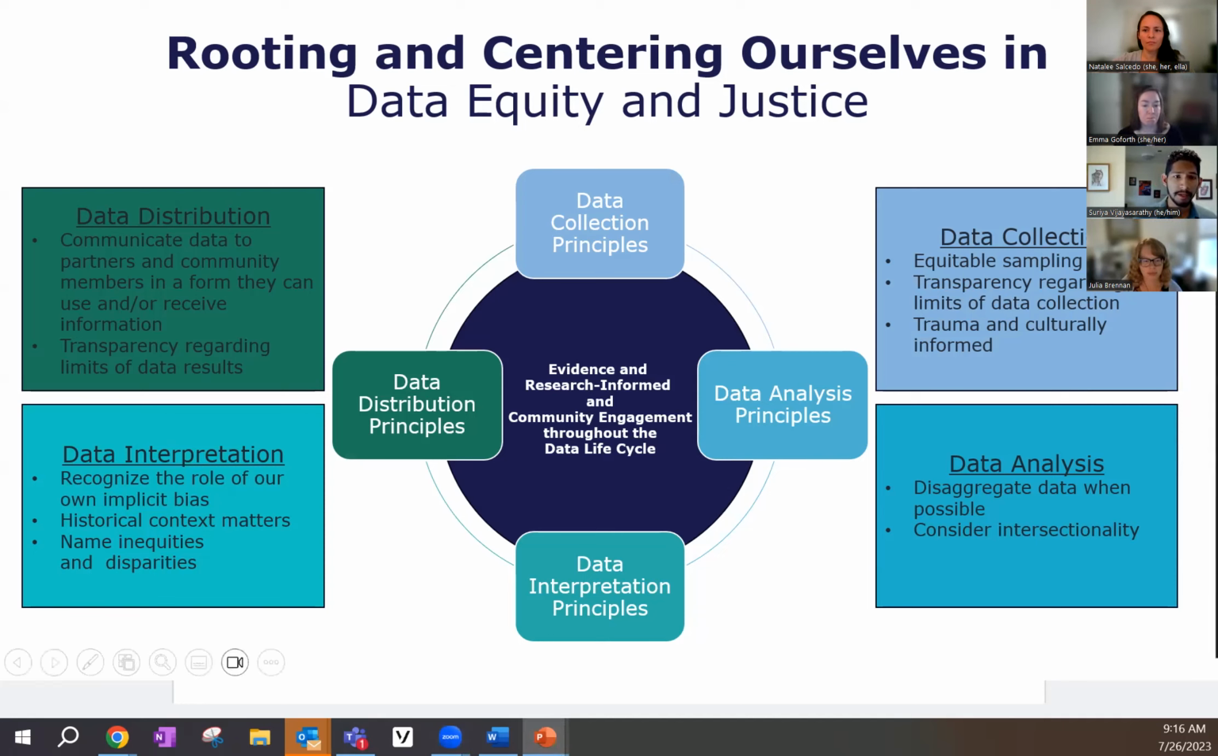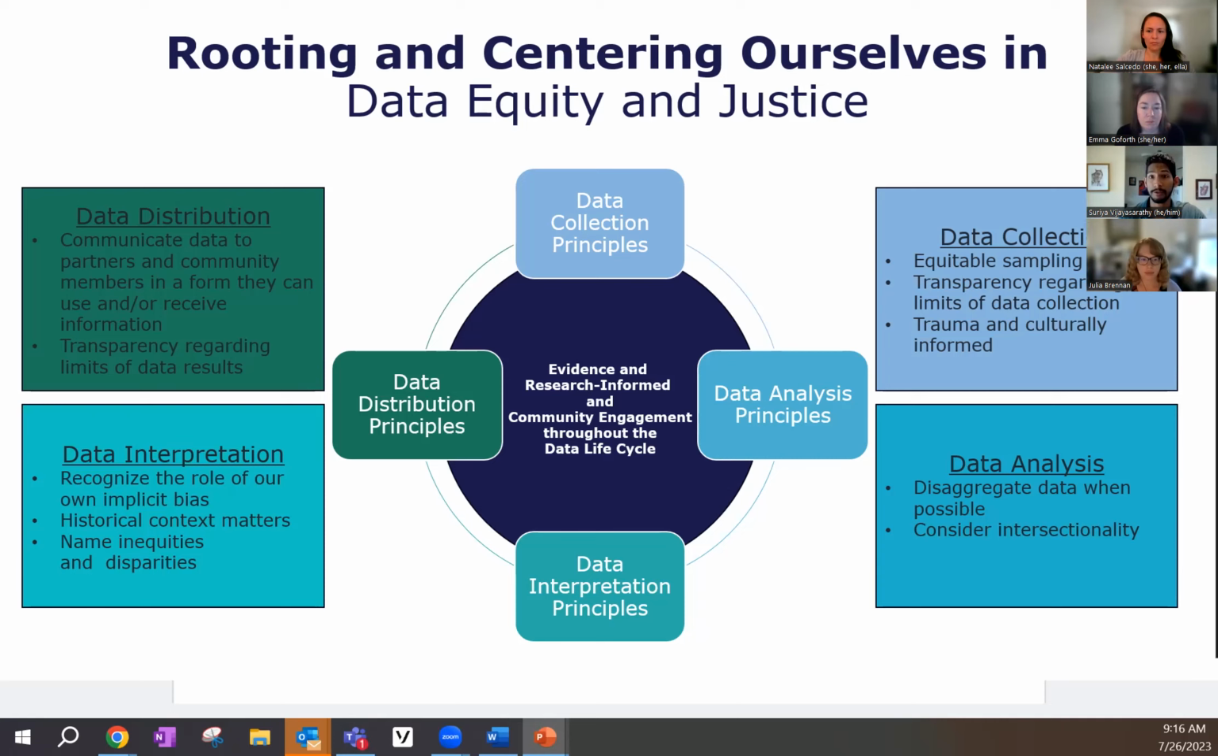Community engagement through the life cycle. This means engaging partners, like we're doing right now, throughout the data life cycle: with data collection, how we analyze it, how we interpret it and make meaning out of it, and then how we disseminate it. And that's all part of being able to engage community in that process. Now, there are some overarching principles around that circle, and we're going to start at the top, data collection, and work our way clockwise.